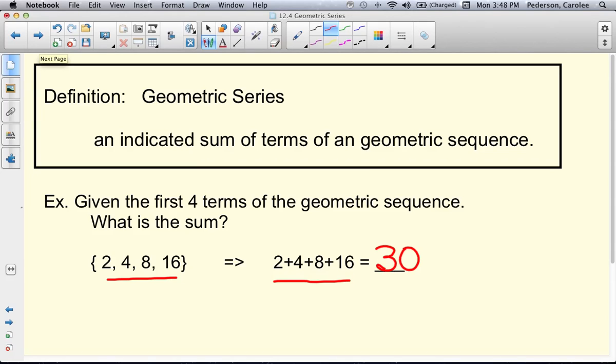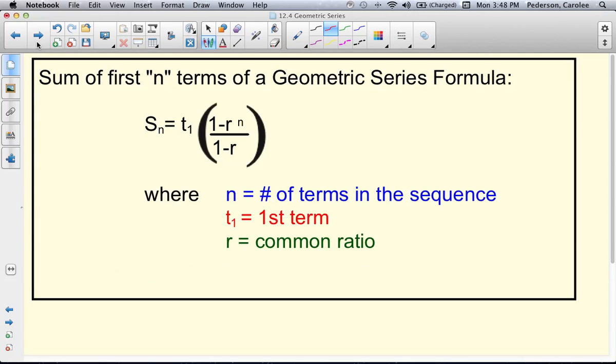Now we're going to teach you how to do this with a formula, because sometimes these sequences can get pretty big and you wouldn't want to enter them all in your calculator. So here's the formula. S of n represents how many terms you're adding up. So in the last example, that was 4 terms. n represents the number of terms in the sequence. T sub 1 represents the first term. And r represents the common ratio. Go ahead and pause if you need to.